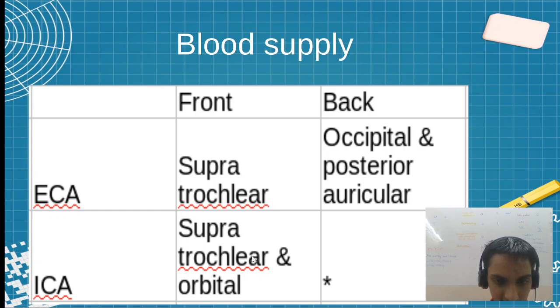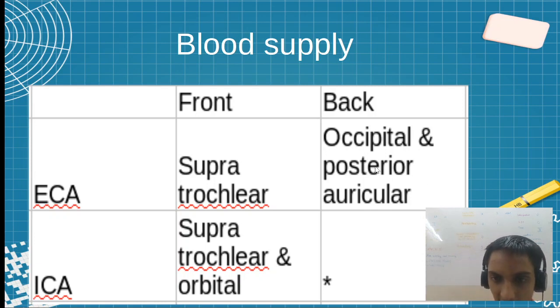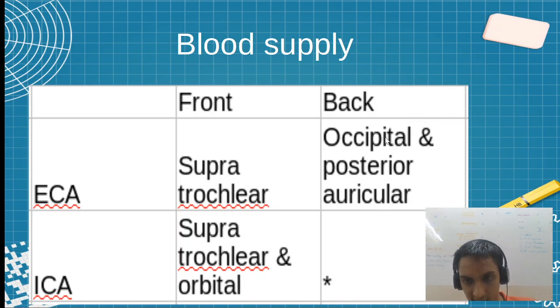Internal carotid artery, if we see in the front, supraorbital will be there. See, for external and internal carotid, supratrochlear is common. Here supraorbital will come. That's all. Nothing in the back for internal carotid artery. For external, I told you, occipital. Here letter P and letter A will be the rest of the branches. P, posterior, A, auricular.